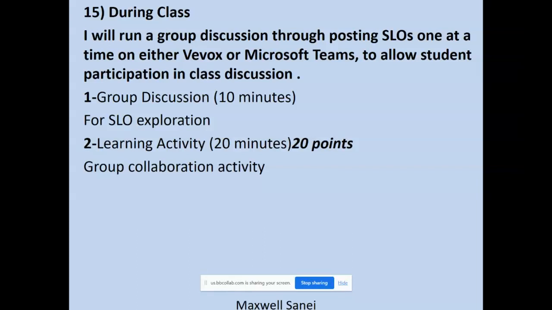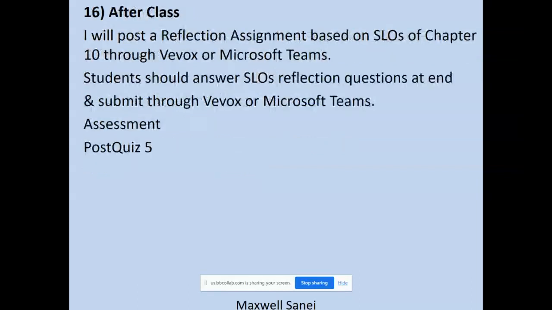Then learning activities would be something. So these are just typical. You understand that I'm just showing this to tell you the structure of my class.